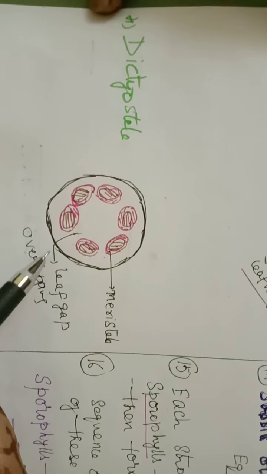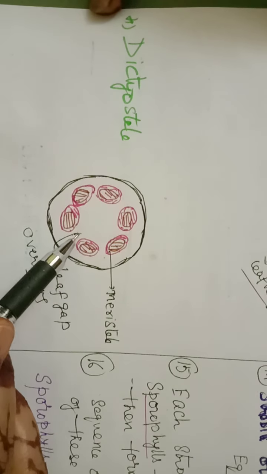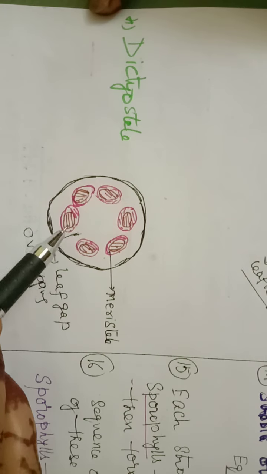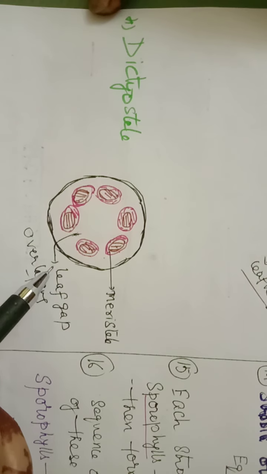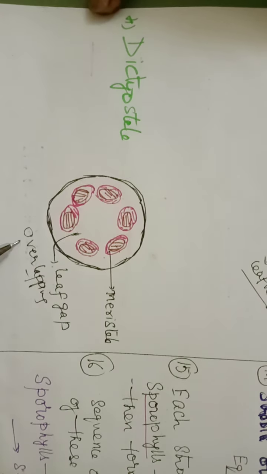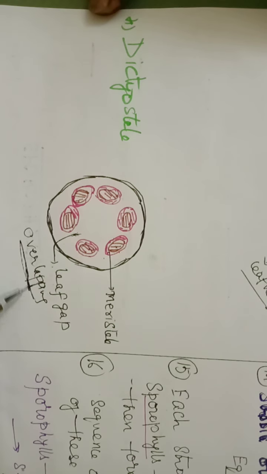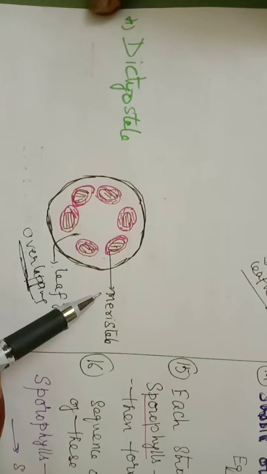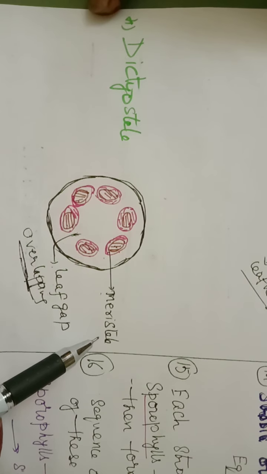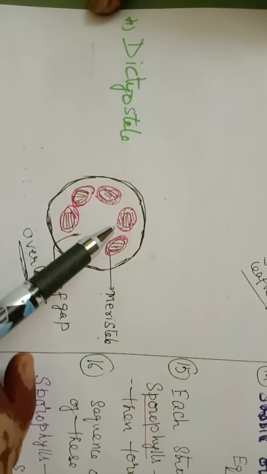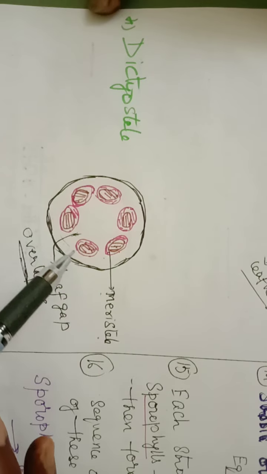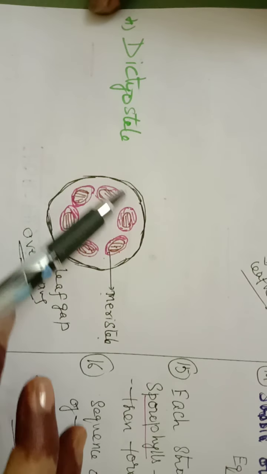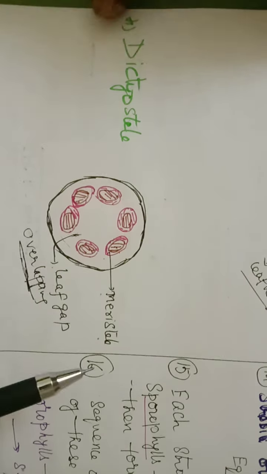These are separated by leaf gaps. This parenchyma tissue present in between is called a leaf gap. Such a type of leaf gap is also named an overlapping leaf gap. And each of the steels is called a meristeel. So a dictyosteel can be defined as a ring of meristeels. A ring of meristeels, we call it a dictyosteel.